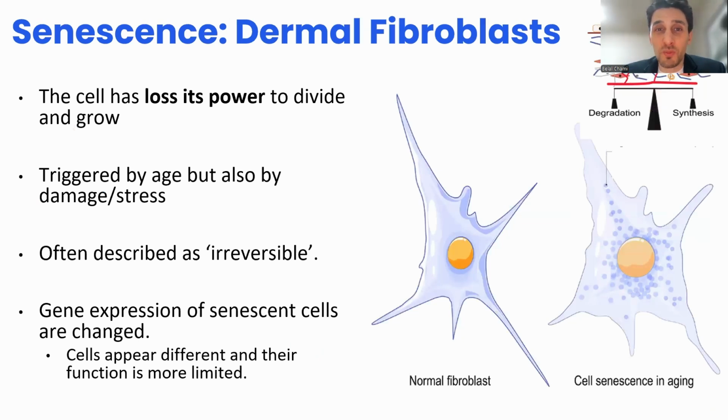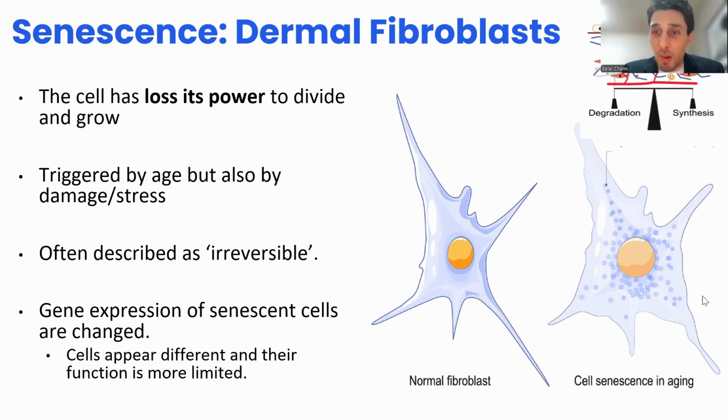Now, let's put some words to the concepts that we just described. So this is where senescence comes into play. Senescence describes the very nature of this process. And we describe senescence when the cells have lost the ability to divide and to function. And that's exactly what happens to fibroblasts when they reach a critical stress point.